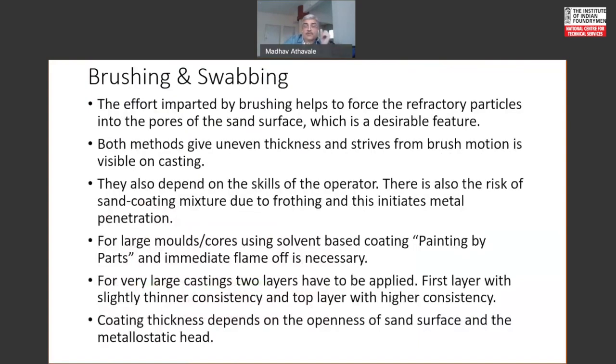And coating thickness, how much coating thickness one should have? Whether you want it to be some 300 microns, 400 microns, etc., gets decided by 2 things. It is by experience. One is how open is the sand surface and how large the casting is. What is the metallostatic pressure that will be seen? Because both these factors go back to the mathematical equation that we saw earlier. Balance of forces between the metallostatic pressure and dynamic pressure versus the frictional resistance and the capillary action forces.